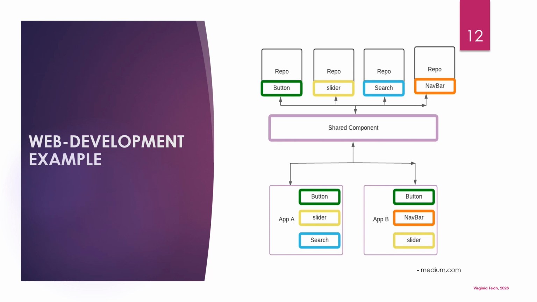Here, we see a small example of code reusability in web application development. A web page has been broken down into smaller components such as buttons, sliders, navbars, and search bars. The codes for these components reside in separate repositories. To create an application, a developer needs to simply import these small components and place them in their code. In the image, we can see that the same set of components are being used to create two different applications.